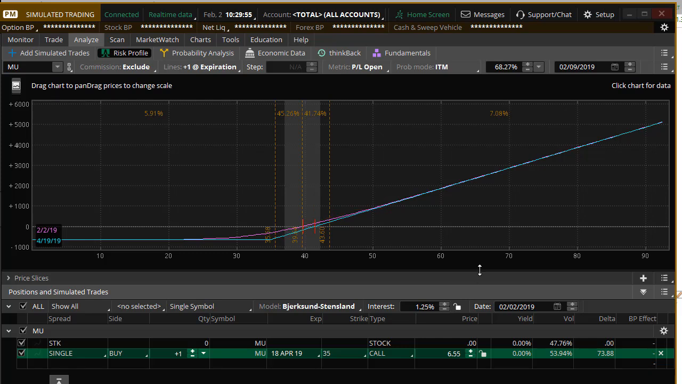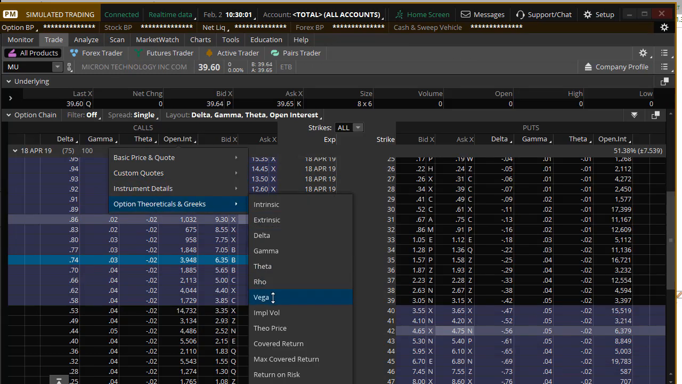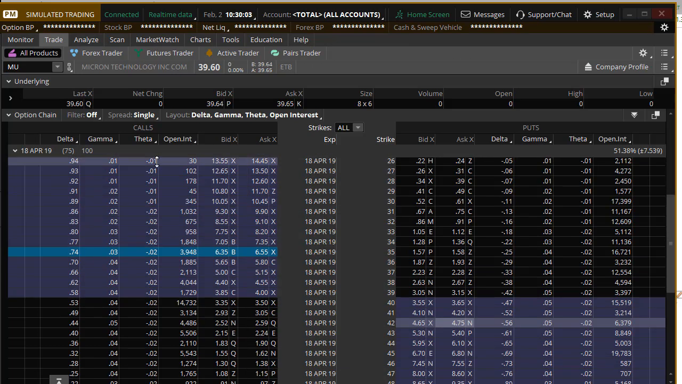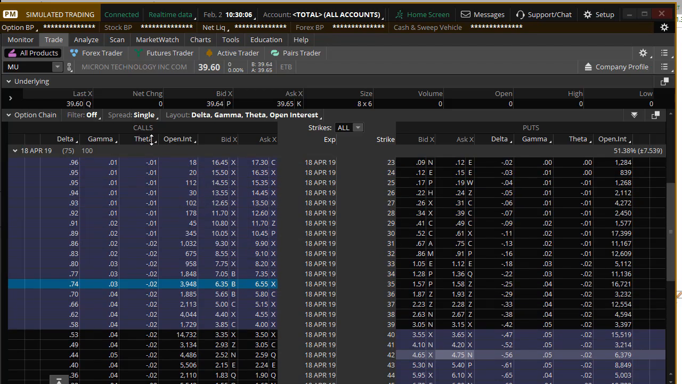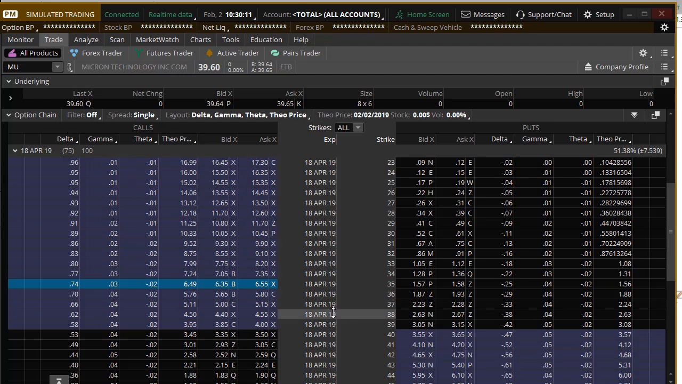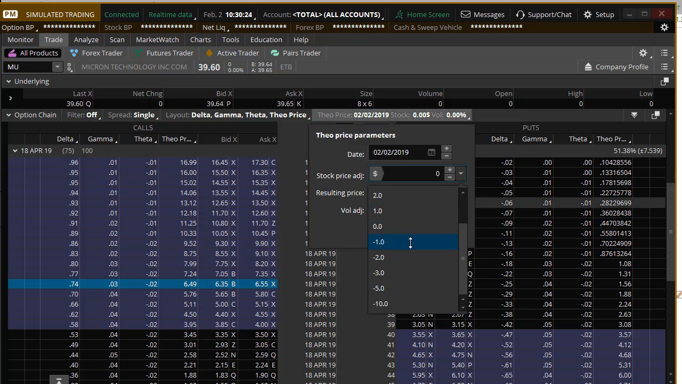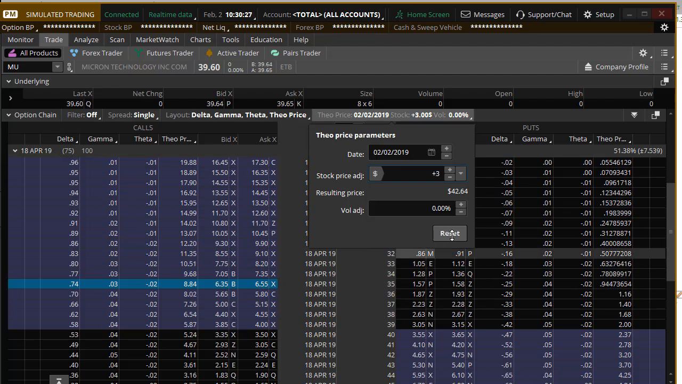So let's take these options and let's throw on the theoretical price model here. Stock is currently at 39. Let's move this up. Let's move this stock up by $3. Okay, so we're up here in this $42 price.